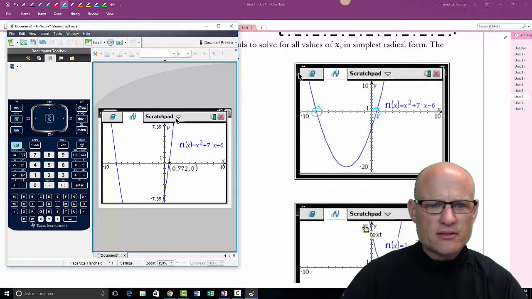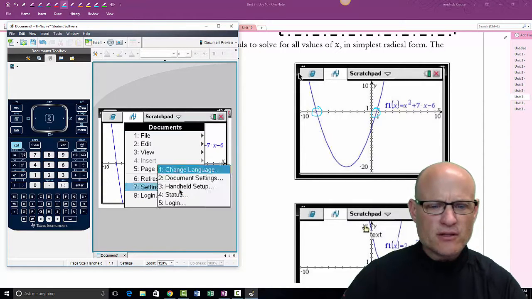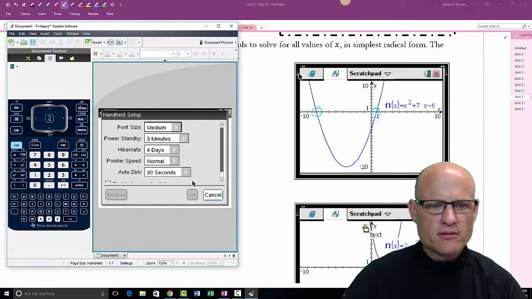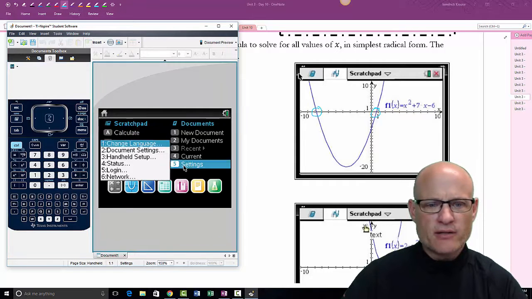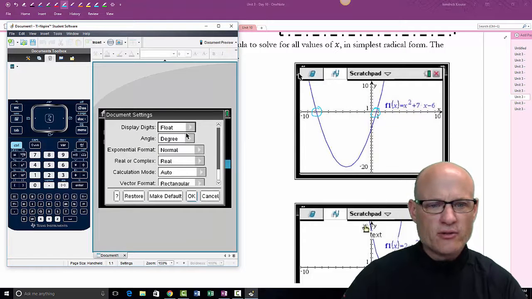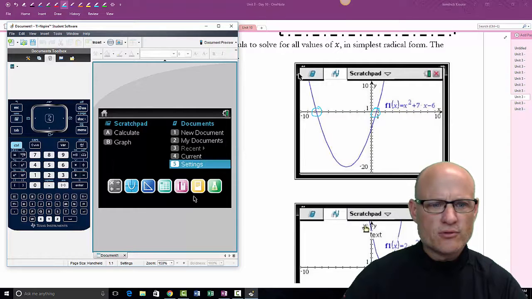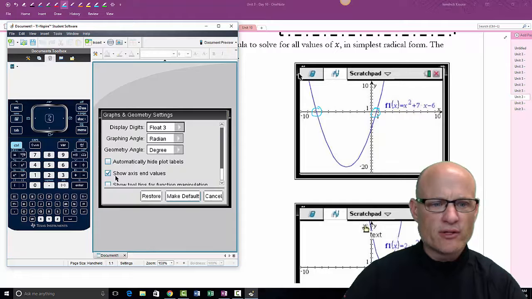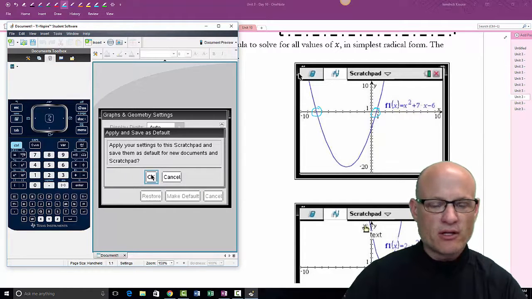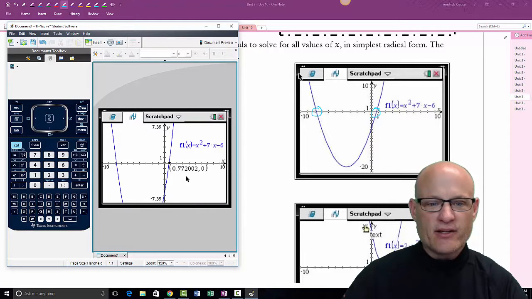Oh, man. Settings. It's not what I want. These silly things. Come on. Someone changed my settings. No, that's on float. Why is it doing that? Menu. Is it going to go settings in here? Oh, settings. Here we go. Yeah, float 3. I don't want that. I want that on auto. Make default. Click OK.